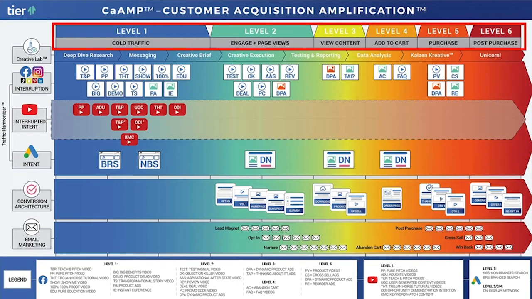So let's break down exactly what customer acquisition amplification is and how you can start utilizing it in your business. So at the very top, we see here levels of traffic. Once again, levels of traffic for paid traffic, as well as where they are in your website, as well as where they engage on email at the very bottom. We have a legend down here in the lower left-hand corner, as well as things to explain exactly what all these assets really mean to you.